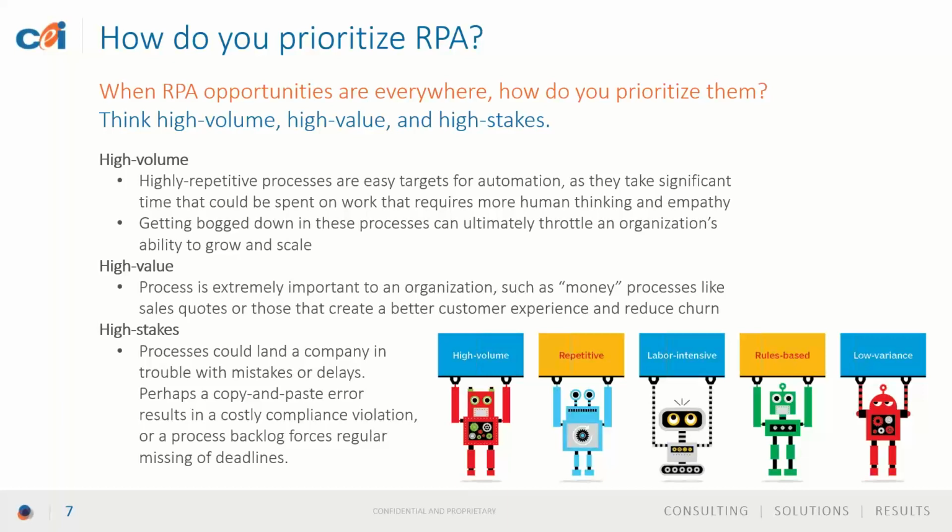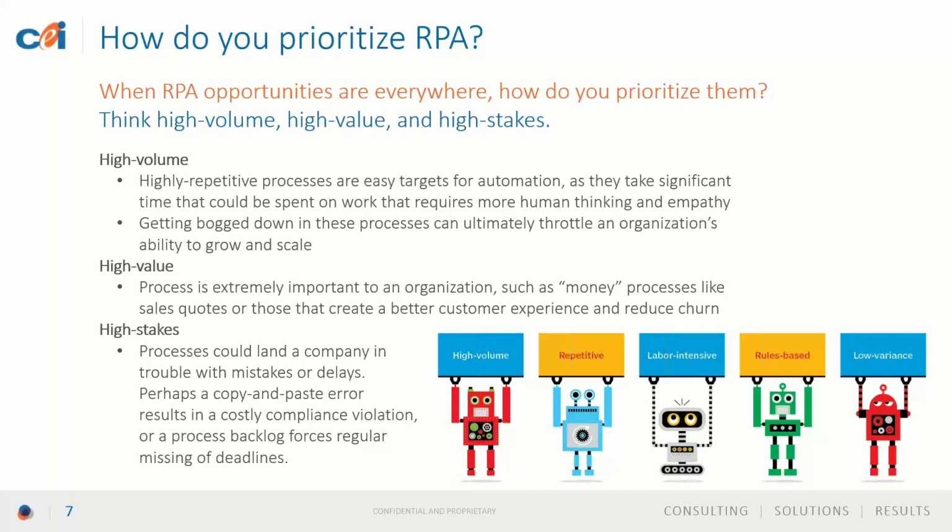We don't want any poor interactions with our customers that are going to result in bad brand image or something like that. Or money processes where we've got things like month-end close, or places where delays in approvals cost us money, right? And then, of course, high stakes. High stake processes are often even more critical.